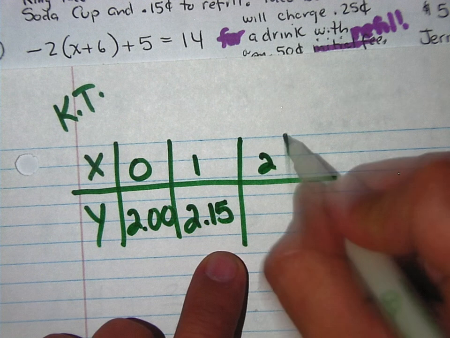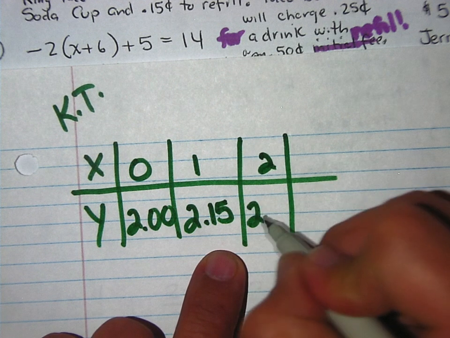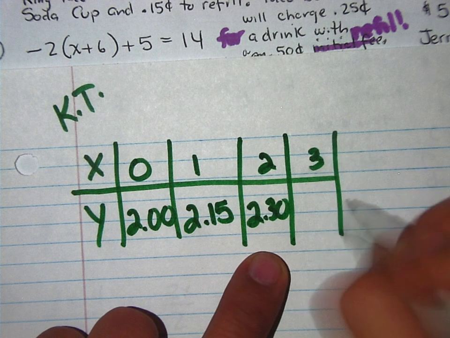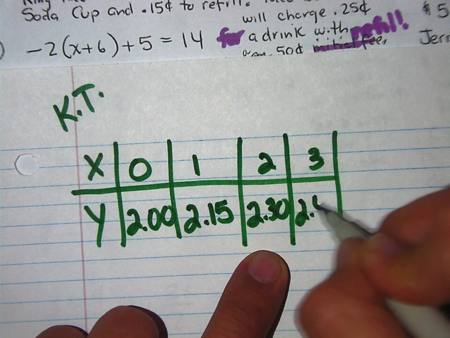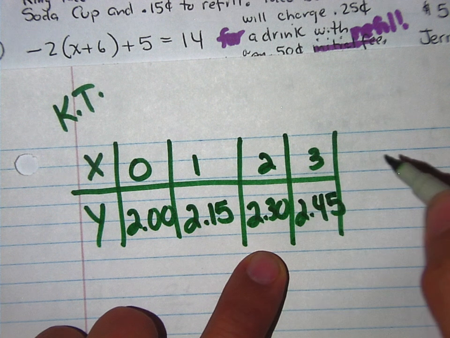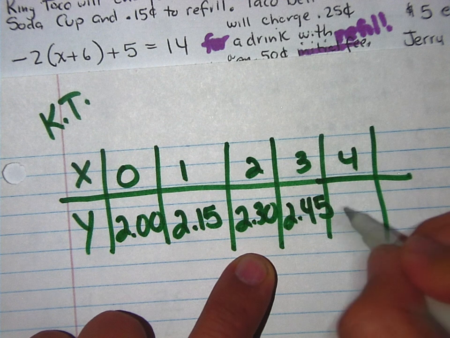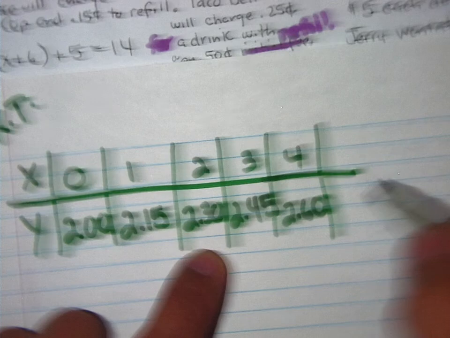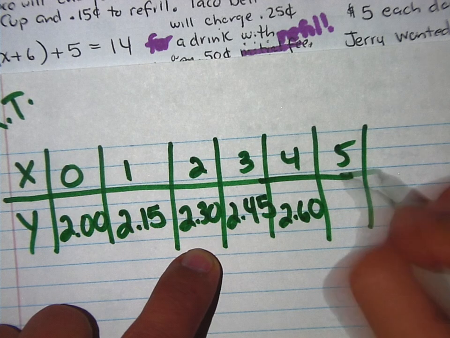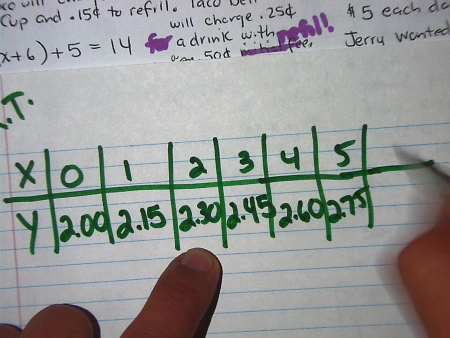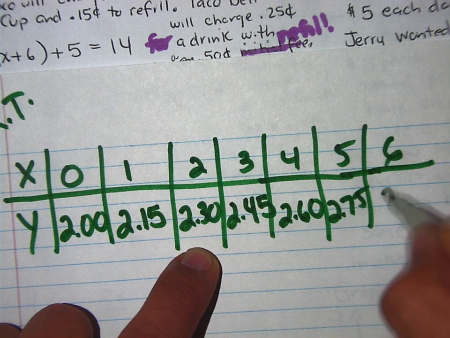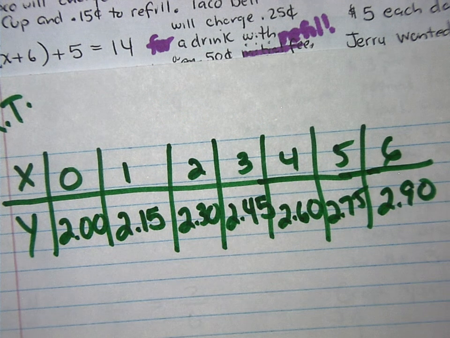How about for 2 drinks? $2.30. How about for 3? $2.45. How about for 4 refills? $2.60. How about for 5 refills? $2.75. How about 6? $2.90. Yeah. All right.